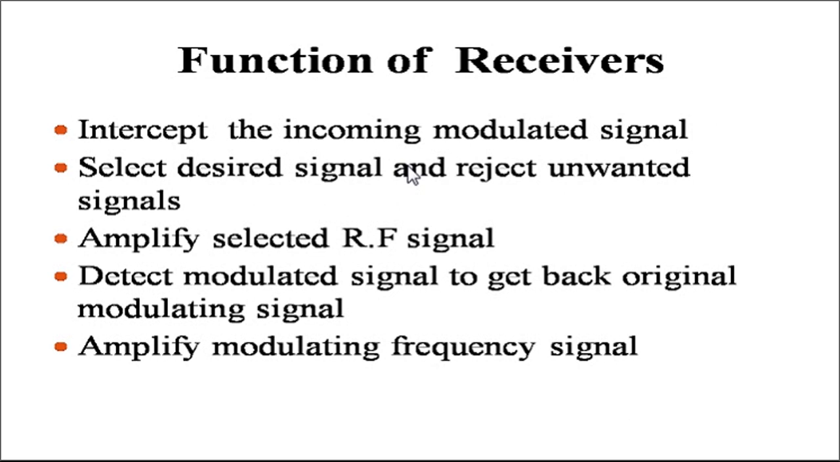These are some of the important functions of receivers: it intercepts the incoming modulated signal, selects the desired signal and rejects all other unwanted signals, amplifies the selected RF signal, detects the modulated signal to get back the original modulating signal, and amplifies the modulating frequency signals. So these are the number of functions the receiver performs.